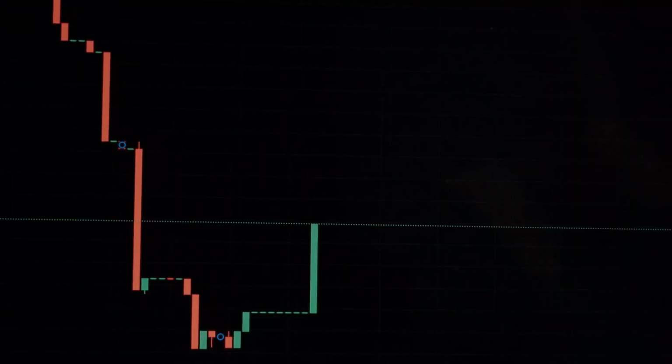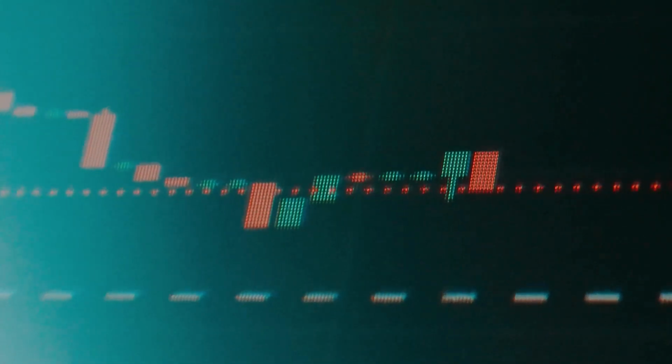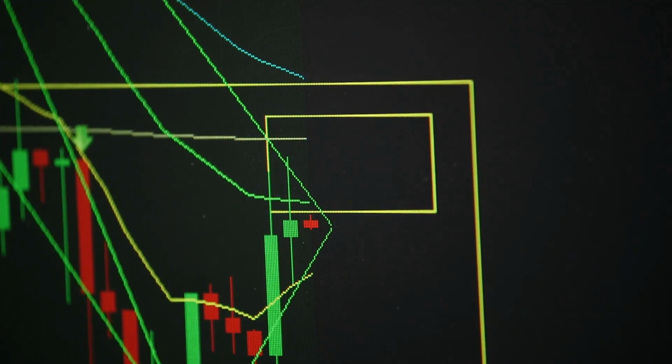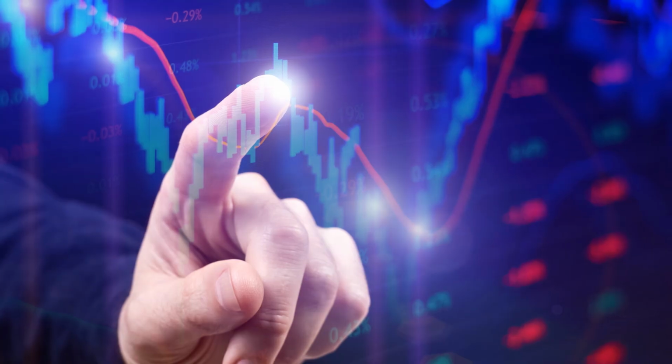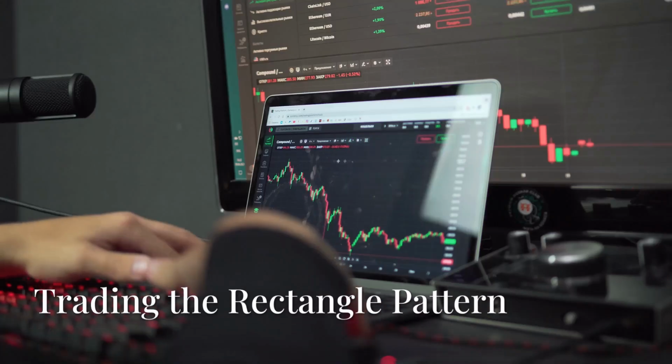It provides clear entry and exit points. Wait for breakout confirmation with high volume. A breakout above resistance signals a buy. Below support suggests a sell.